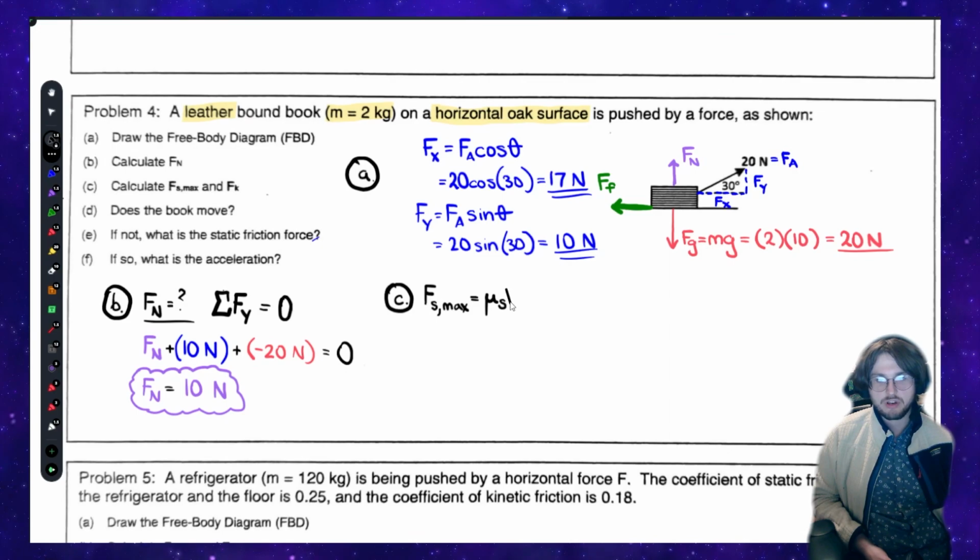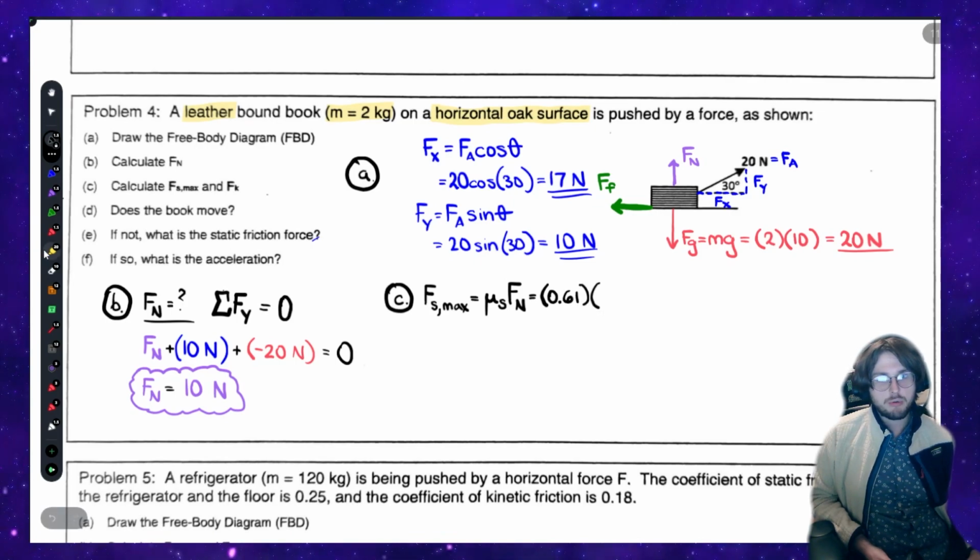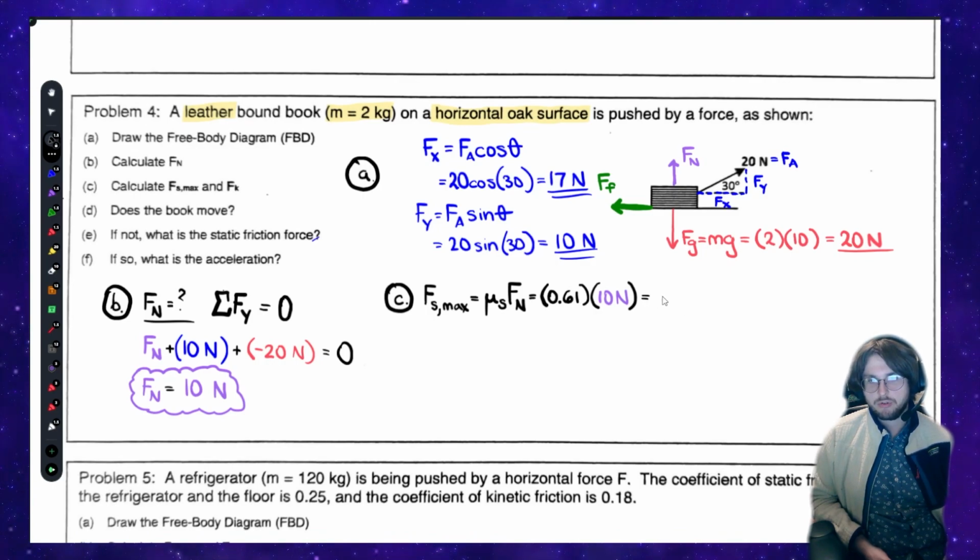It's going to be the static friction coefficient times the normal force, so μs times Fn. And so our static friction force for this combination, leather and oak, well, if you look back at the beginning of the video, you can find those from the table, but this first one is about 0.61. And the normal force, we already calculated, it's 10 newtons. So then our maximum static friction force that we need is about, say, 6.1 newtons.